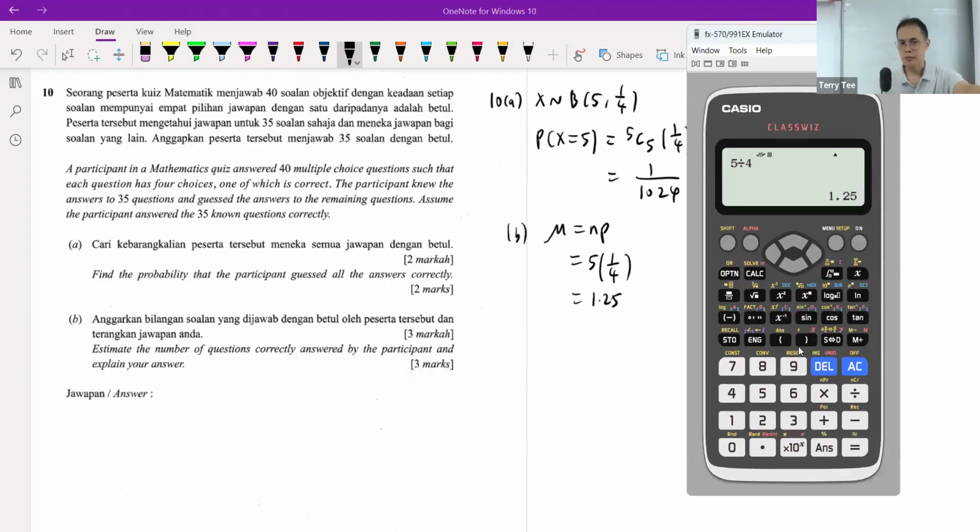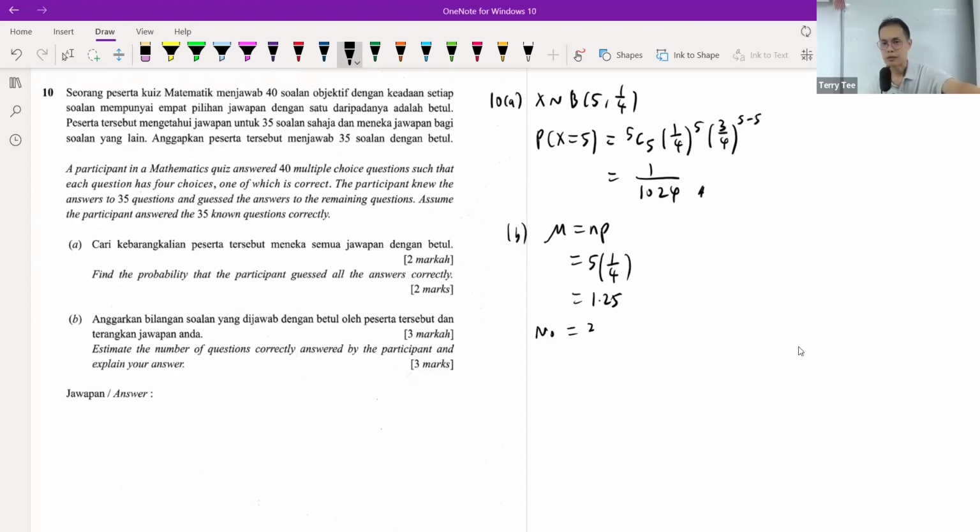So if you want to estimate the number of questions answered correctly, the number of questions will be 35, answered correctly already, plus 1.25, that is 36.25. So this is approximately 36. When we say estimate, we normally take the nearest integer. So the number of questions we estimate that answered correctly is 36.